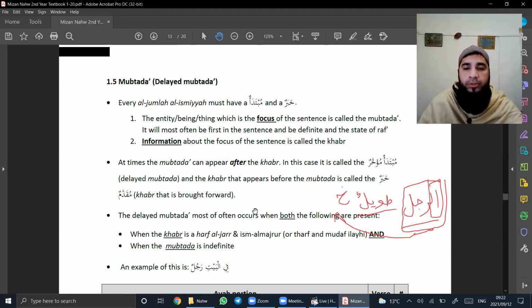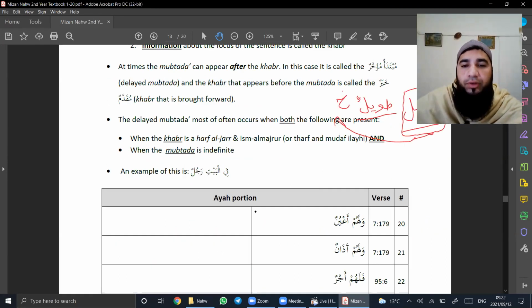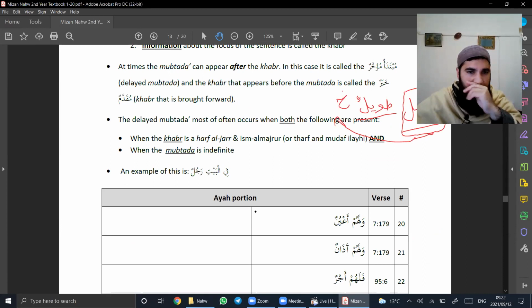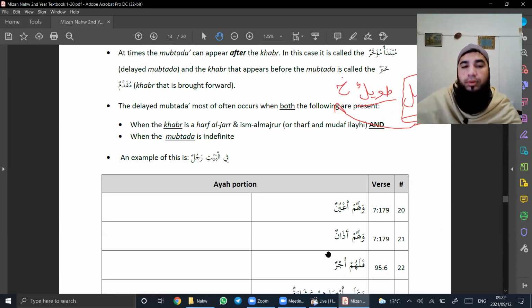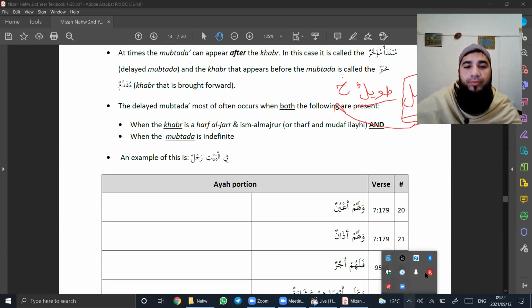Let's look at some examples. The first example we have here. Fil bayti rajulun. Fil bayti rajulun. What does this mean? Anybody want to give it a go? In the house is the man. In the house is a man. Or a man is in the house. I mean, if you want to translate it, both translations work fine.